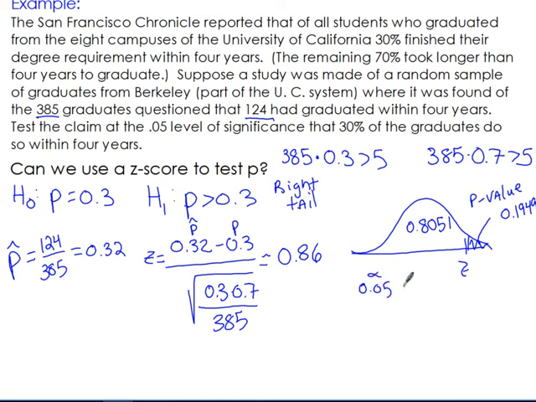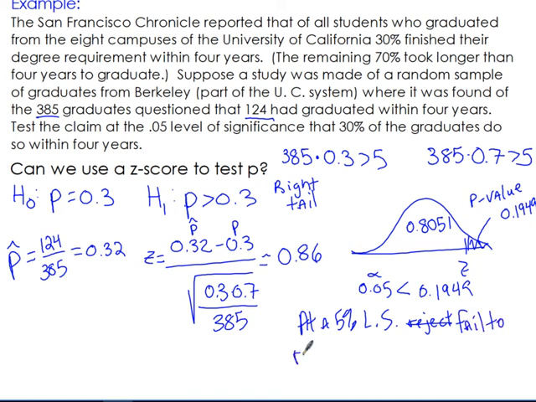There's my sigma. My p-value is 0.1949. That's going to beat it, so at a 5% level of significance, I reject, I'm sorry, not reject, fail to reject the null hypothesis that they graduate within 4 years at a 30% rate. They actually do graduate within 4 years at a 30% rate, according to the sample data that I got.